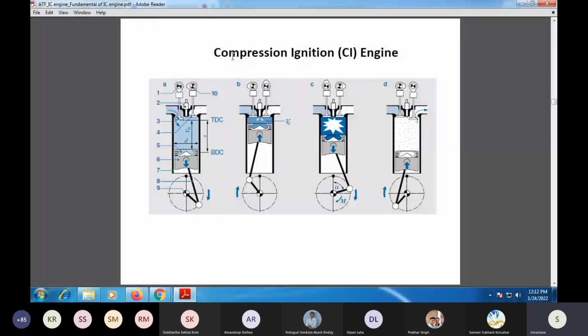Since we are discussing the 4-stroke compression ignition engine, we have an intake stroke, compression stroke, expansion stroke or combustion stroke, and this one is your exhaust stroke. There is a lot of difference. Okay, so based on these discussions, next we are going to discuss the differences between the 4-stroke gasoline engine and the 4-stroke diesel engine. So let us discuss very carefully.